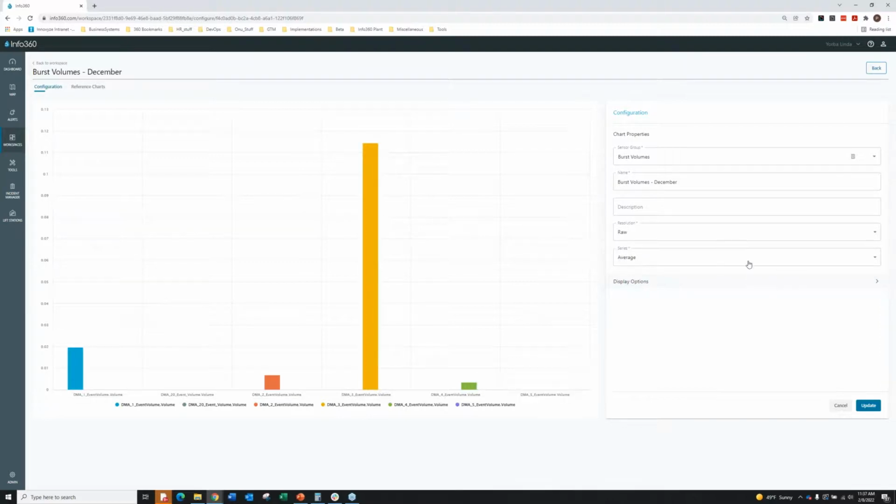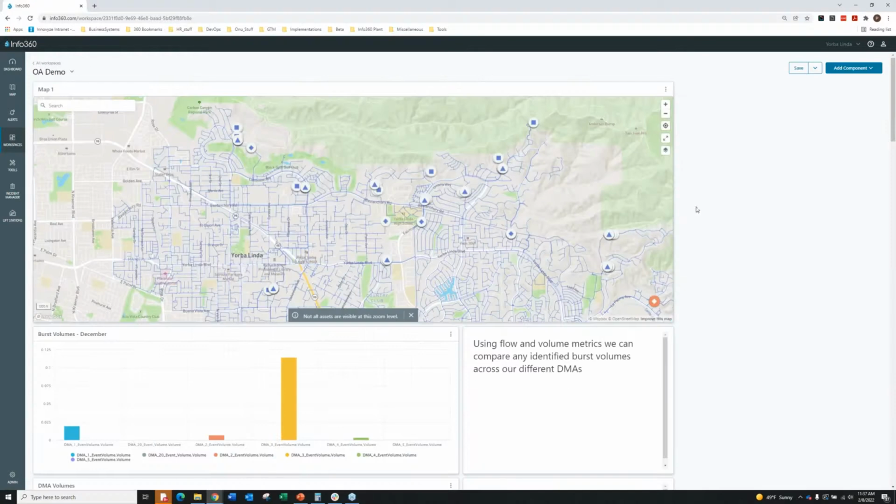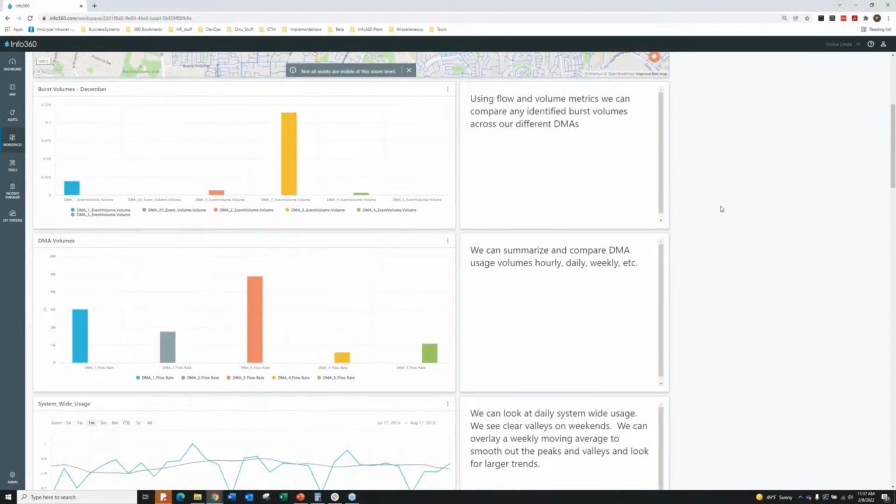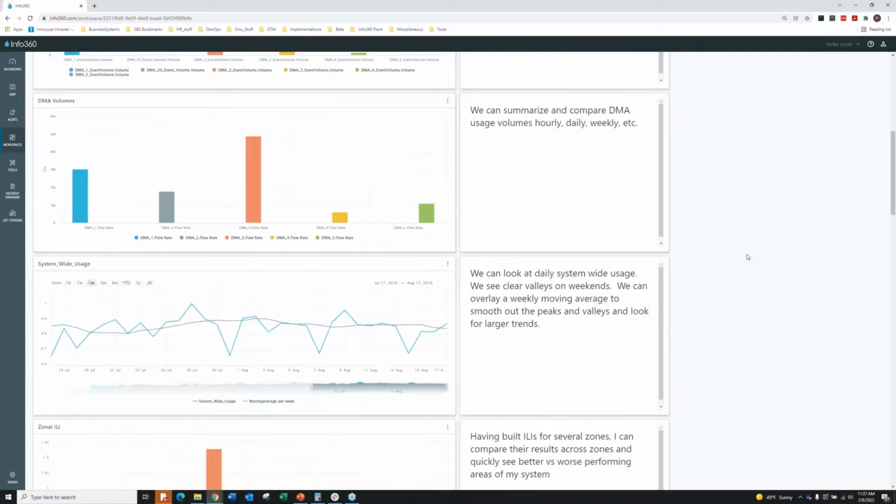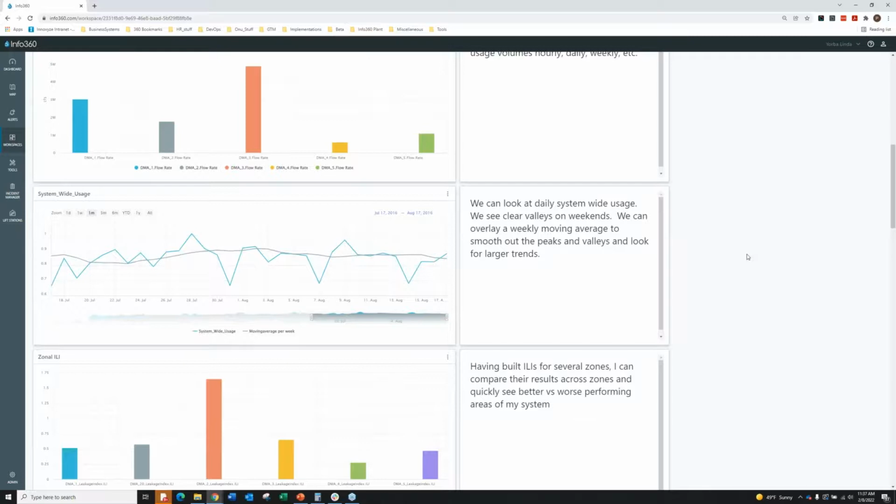And we're actually going to add some more specific time box elements around here so that you could say, hey, I want to know from August 1st to August 4th what the burst volume is. Another analytic using the same visualization type, the same chart type, is we can get to DMA volumes. We can summarize and compare DMA usage volumes, again, hourly, daily, weekly, etc.